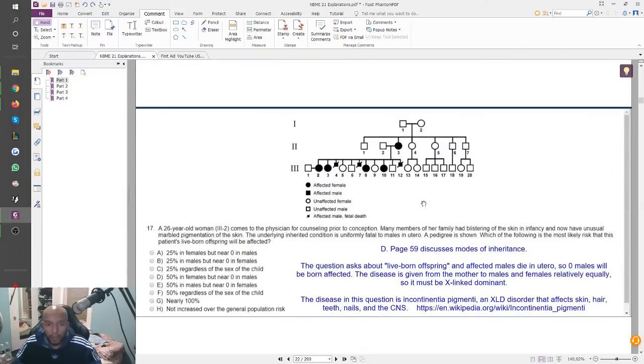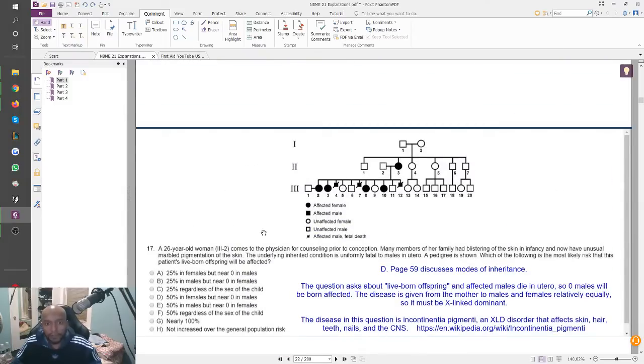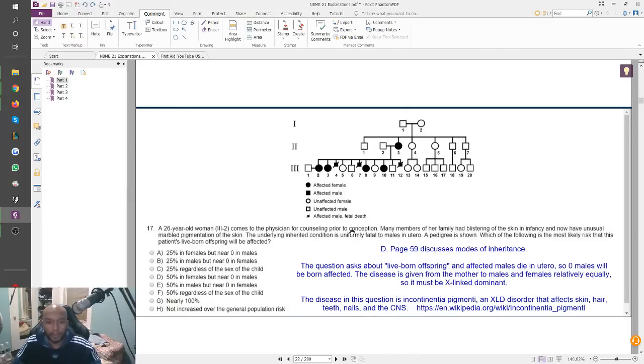Alright, so 28-year-old woman, which is 3-2 over here, comes to the physician for counseling prior to conception. Many members of her family had blistering of the skin in infancy and now have unusual marbled pigmentation of the skin. The underlying inherited condition is uniformly fatal to males in utero. So any man that gets it immediately dies, which is why all these boxes are people that got the disease and died, right? Those are men.